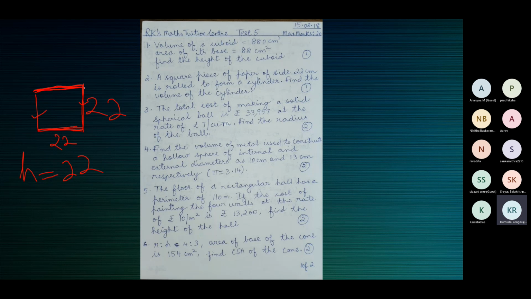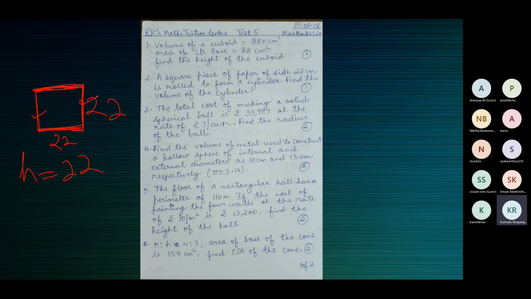This 22 will be the height. This 22 also will be the height of the cylinder. This 22 and this 22, now it's rolled and they become the circumference of the circle. Because a cylinder has two circles, right? A cylinder has two circles at the top and bottom. These two will become the circles.